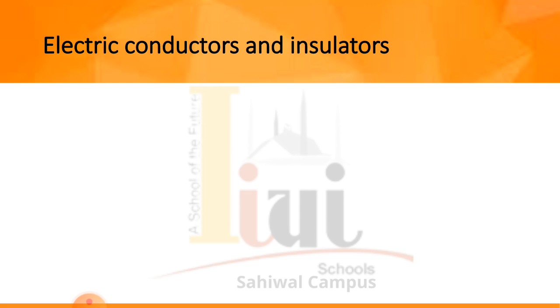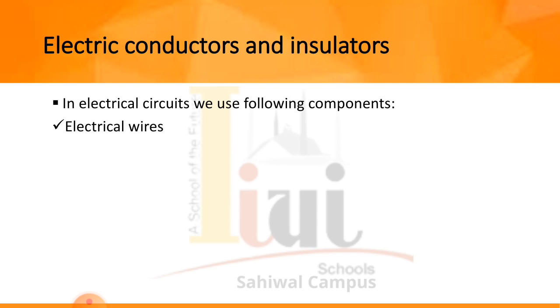Electric conductors and insulators. In the electric circuits studied so far, we have used the following components. The first one is electric wires, which may be made of aluminium or copper and allow the current to pass through them. Next, the terminals of the bulb and the battery.